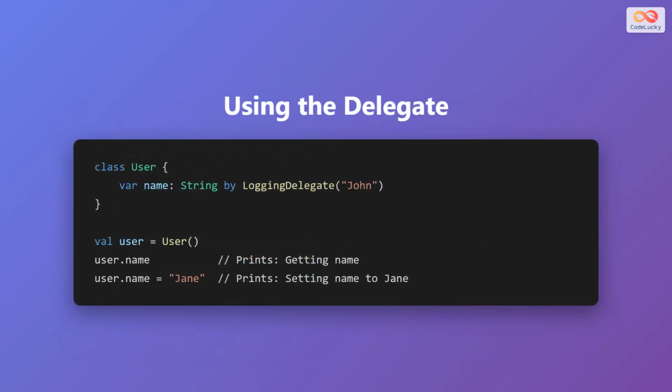Now we can use our custom delegate in a class. In this user class, the name property is delegated to a LoggingDelegate initialized with the value John. When we access user.name, it automatically calls the delegate's getValue function, printing "getting name". When we assign a new value like Jane, it calls the delegate's setValue function, printing "setting name to Jane".